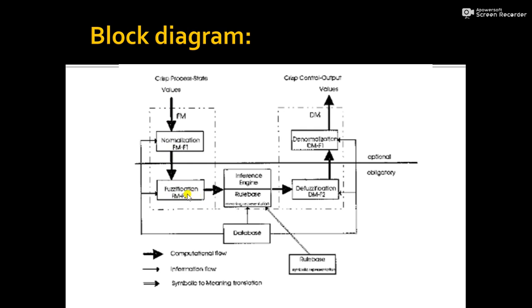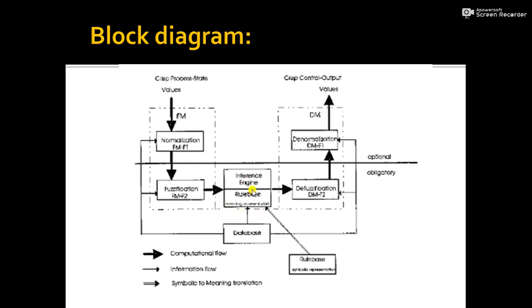Once the values are converted into fuzzy values, they are sent to the inference engine block, which is nothing but the heart of the system. So depending upon the input and output parameters, the rules will be executed and the entire computation will take place in this block.